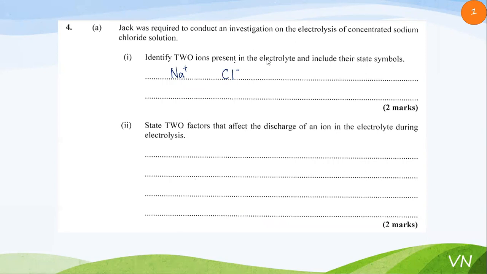And from the solution, meaning that we had to dissolve it into water, we're going to have H plus and OH minus. All right, so these are the ions. The question also asks us for the state symbols. So actually all of them are going to be aqueous, because this here was a solution.